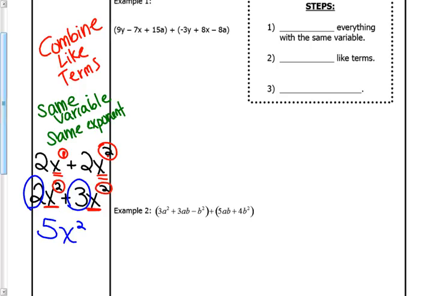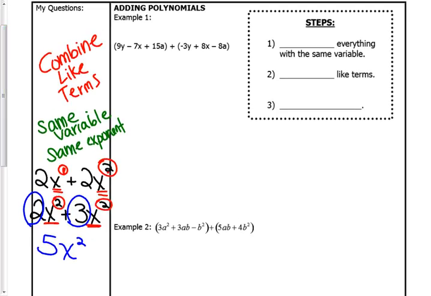All right, so let's see what we've got here. We've got an example 1: 9y minus 7x plus 15a, and then plus negative 3y plus 8x minus 8a. So the way we do this, the steps over here. Step 1 is we're going to stack everything with the same variable. I should say stack all of the like terms here. Then we're going to combine like terms. So let's just add here, same variable and same exponent, just in case.